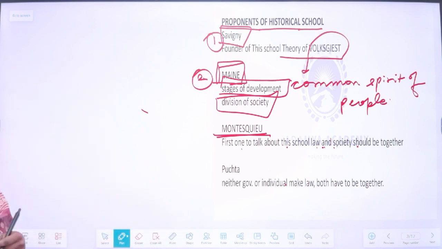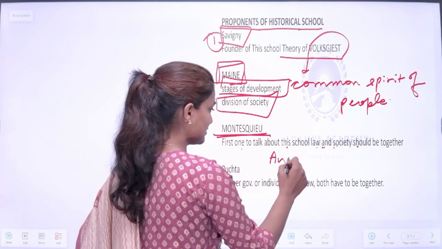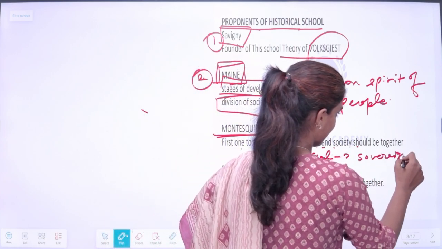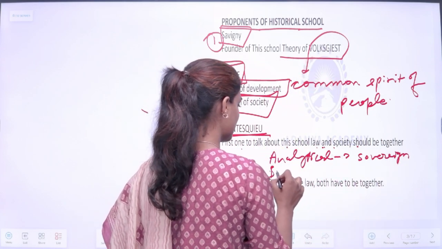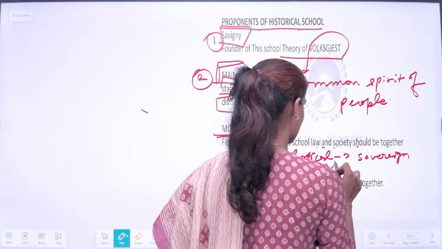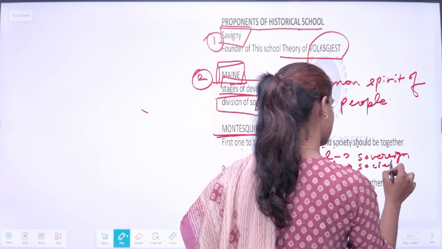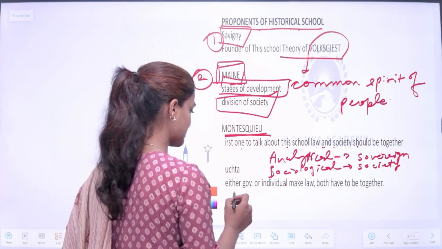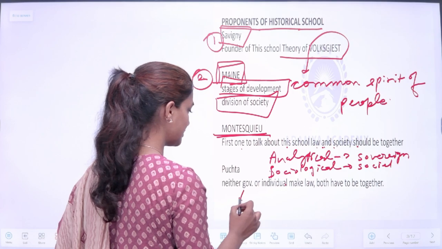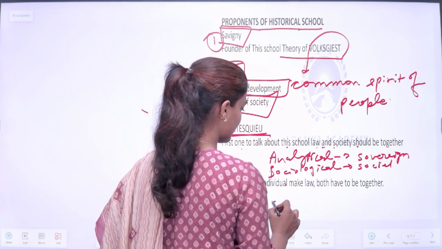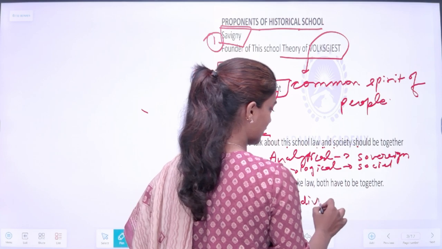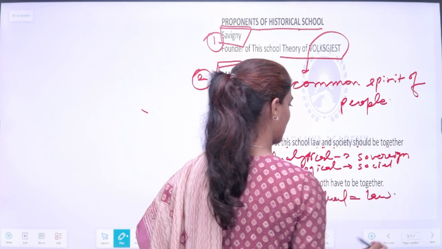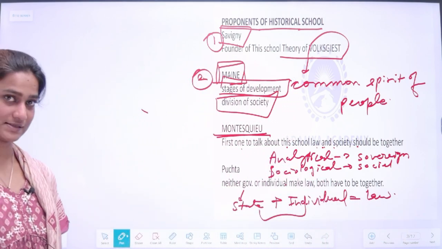He has told that analytical school focuses on sovereign and sociological school focuses on society. So Puchta has told that neither the government, that is, the state, nor the individual can alone make a law. They have to work combinedly in order to make a law. So this is what Puchta's theory tells us.